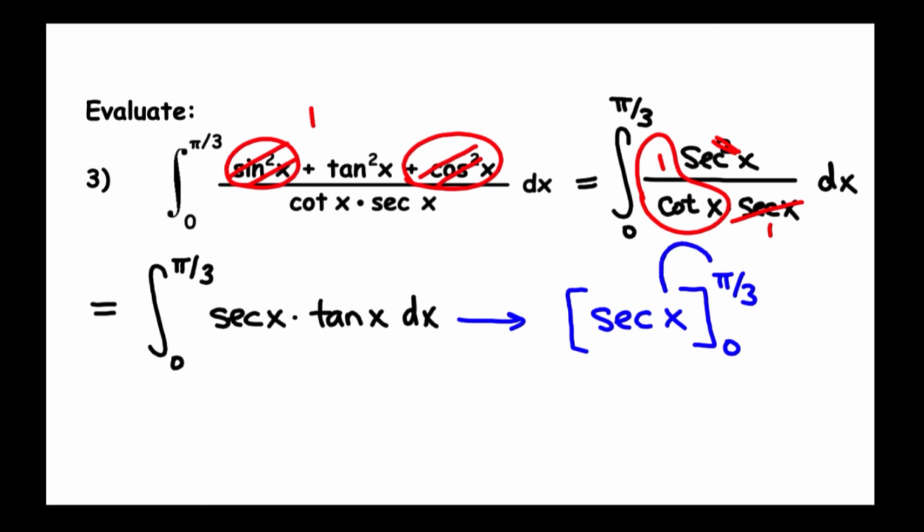Here we go. Secant of pi over 3, secant of 60. Well, the cosine of 60 is 1/2. That means the secant of 60 must be 2. All right, minus. In goes the 0. The cosine of 0 is 1. The secant's the reciprocal. It's still 1. And the answer, 2 minus 1, is 1.